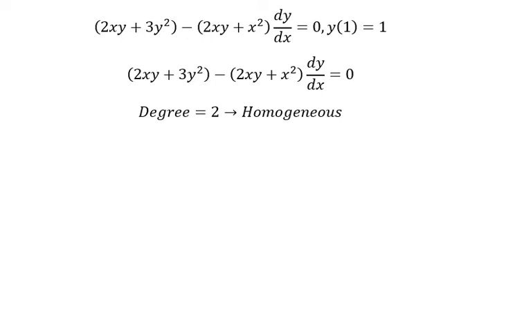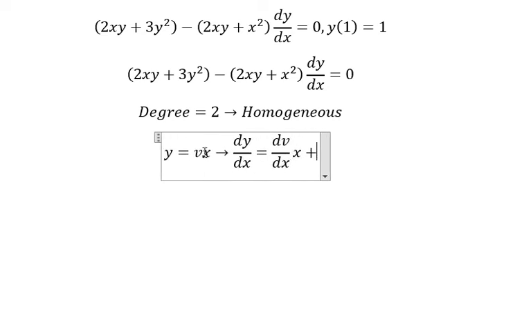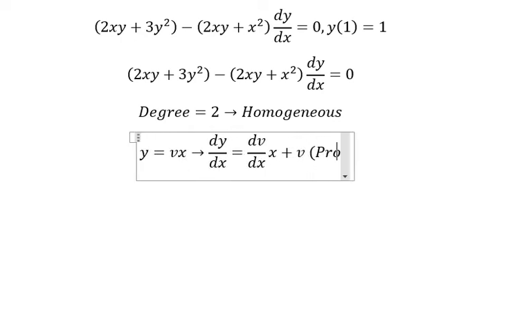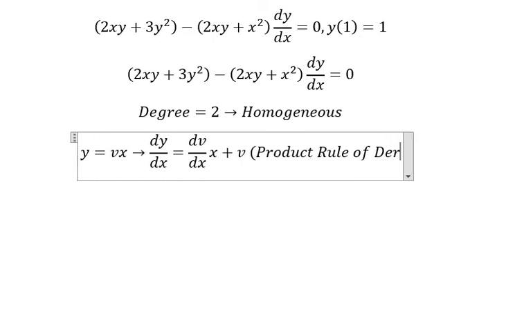So I will put y equal to vx. Later we do the first derivative for both sides. First derivative of v, we have dv over dx multiplied by x. First derivative of x, you get number 1, so we have v. This is the product rule of derivative.